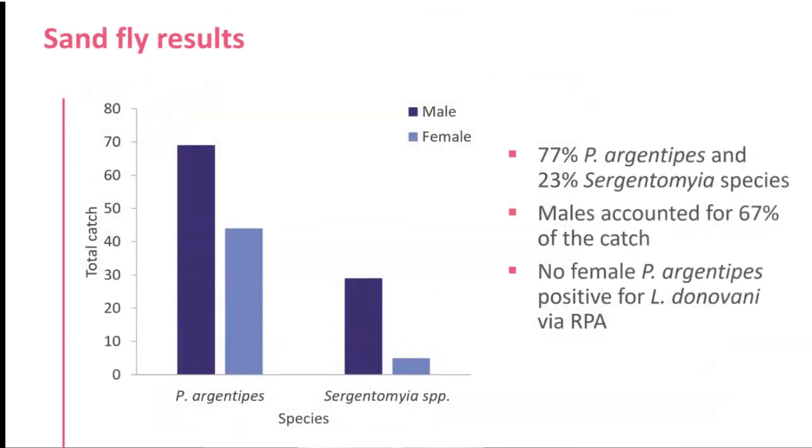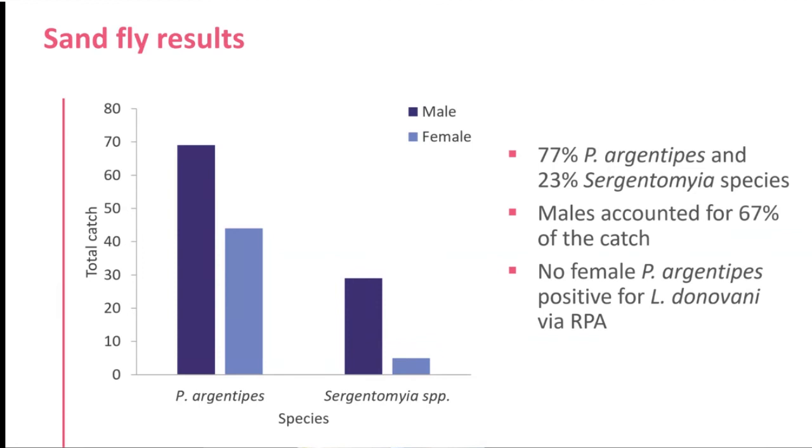For the sandfly results, in total we caught 147 sandflies. These were predominantly Phlebotomus argentipes, so about 77% argentipes, and then the remainder were of the Sergentomyia species. Males accounted for well over half of the total catch. So unlike blackflies and most Anopheles malaria mosquitoes, male sandflies are attracted to the host for the purpose of finding females whilst they're searching for a blood meal.